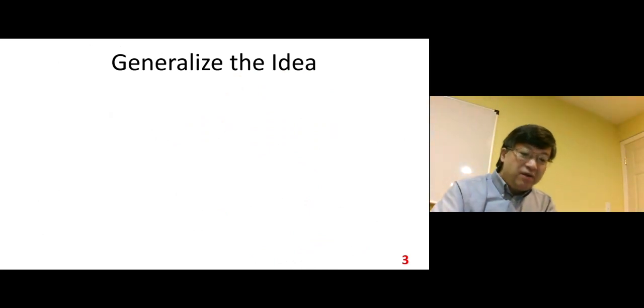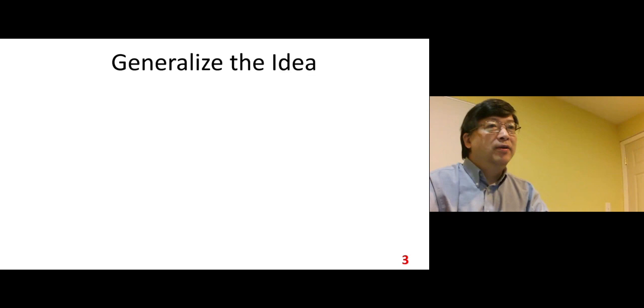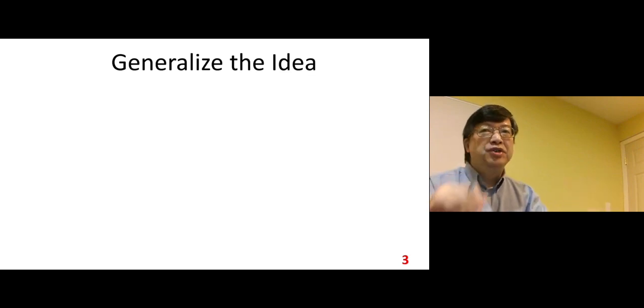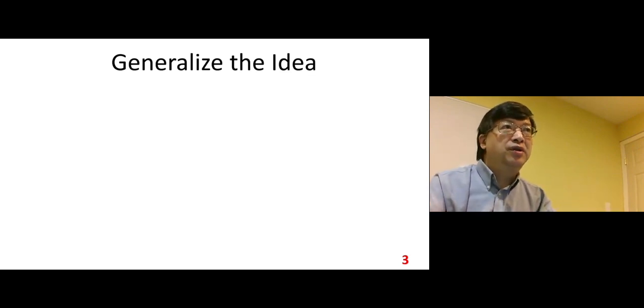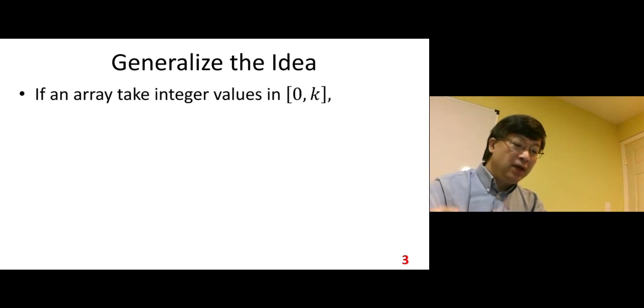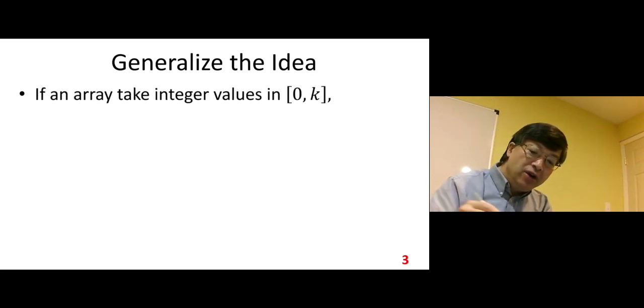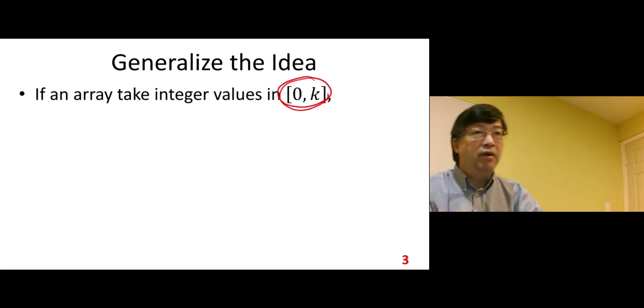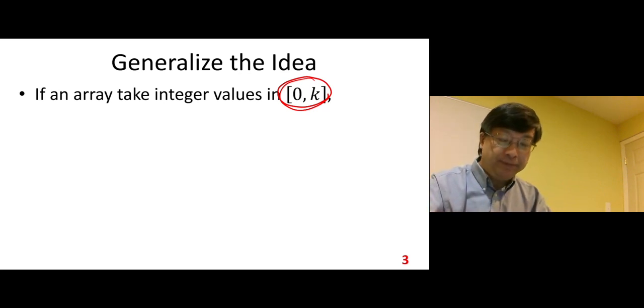Next, we want to generalize the idea. The bit array is still too special. We want to consider a more general array. So this time, we take an integer array with values in this interval range from 0 to k.